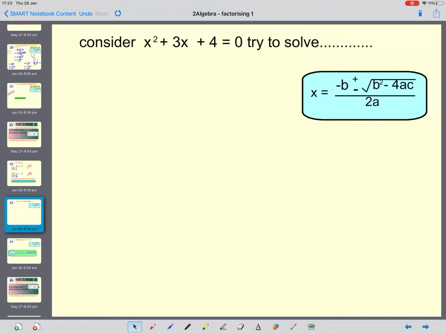Right, we're going to try and solve this using the quadratic formula. So my a is 1, the number in front of your x squared, which you can't see, but 1 is there. Your b is your coefficient of x, so the number in front of it, which is 3. And your c is the number at the end, which is your positive 4. We're going to substitute all of that into the quadratic formula.